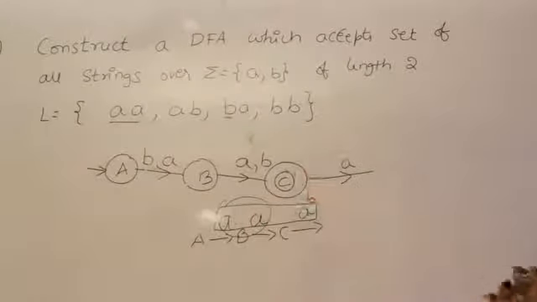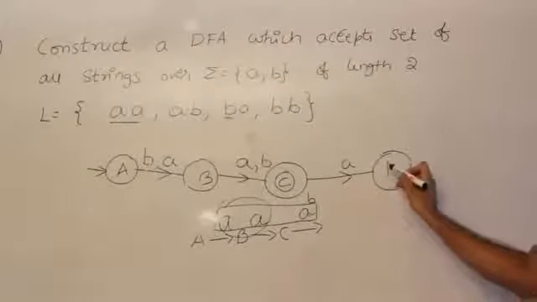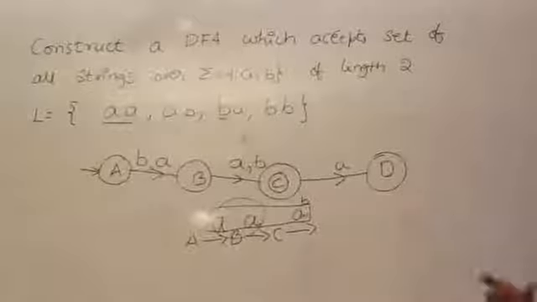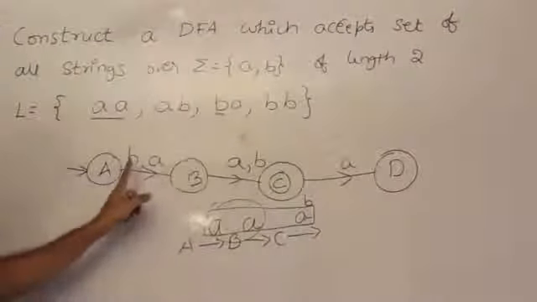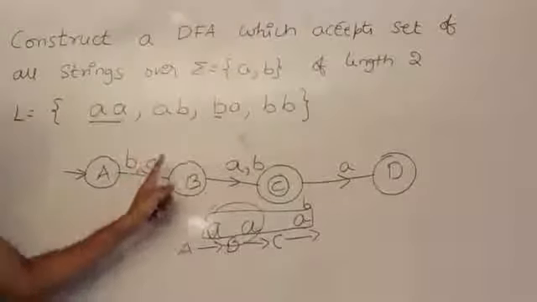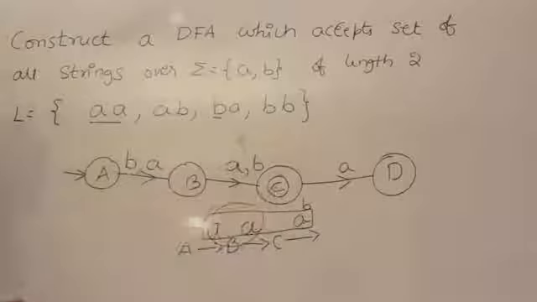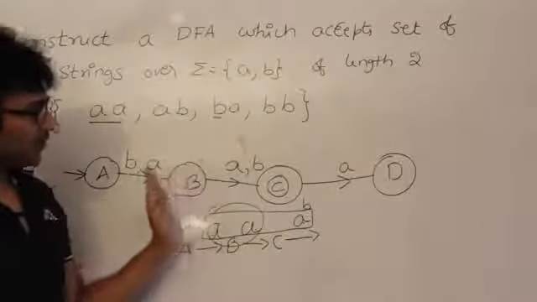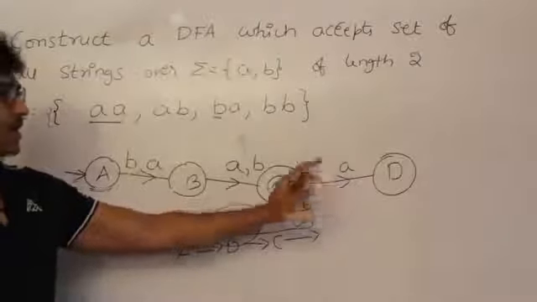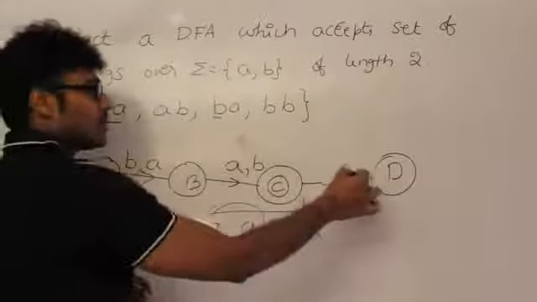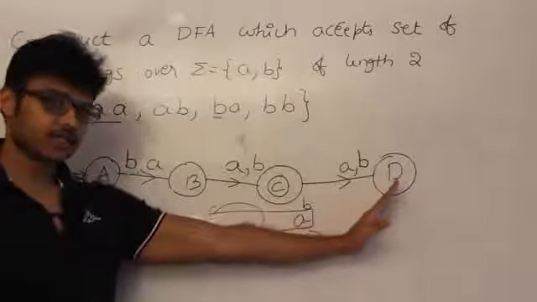Therefore, I will be going to some other state, D. Think about it. How did I reach C? Just by looking at any string of length 2, I am able to reach C. But then after the string of length 2, if I see small a or small b, it is actually going to be a string of length 3. Therefore, I am going to go to some other state.